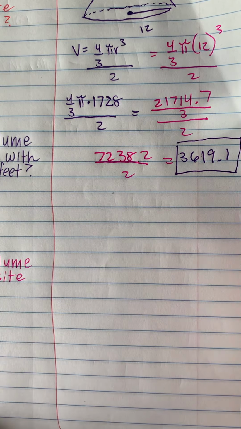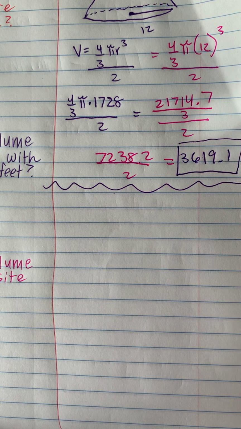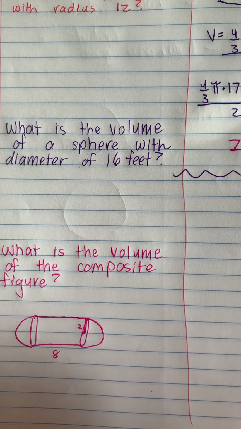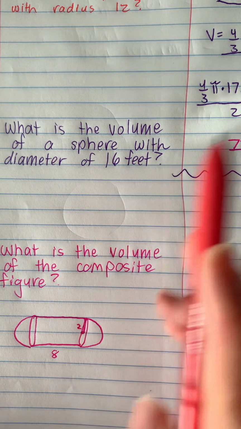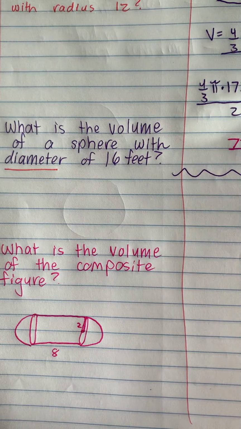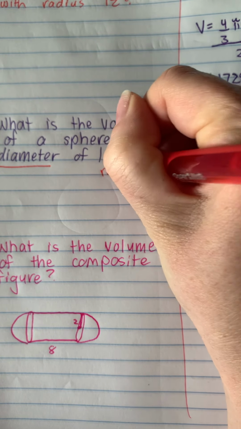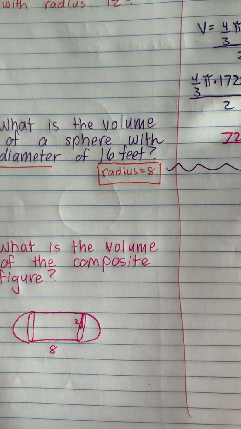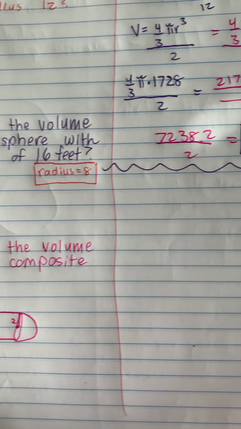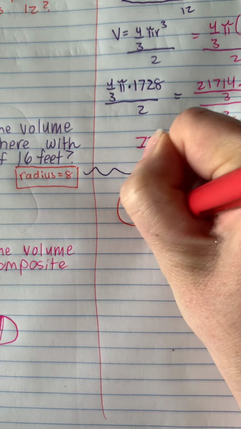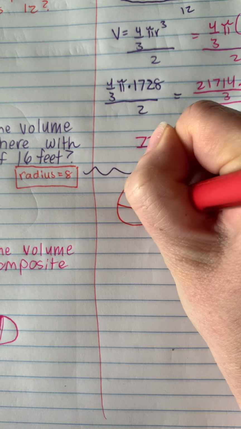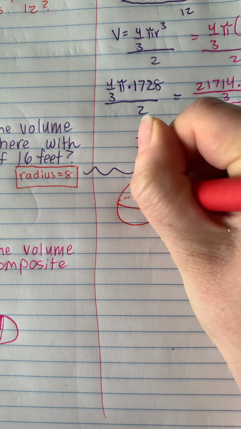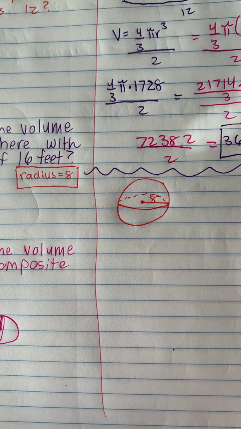Let's go ahead and do the volume of a sphere now. So this was from the Edpuzzle dealing with spheres. The diameter was 16. If a diameter is given, remember that means our radius equals 8. It's going to be half of 16. So drawing out our sphere, we have a radius of 8. That means from the center to the edge is 8.